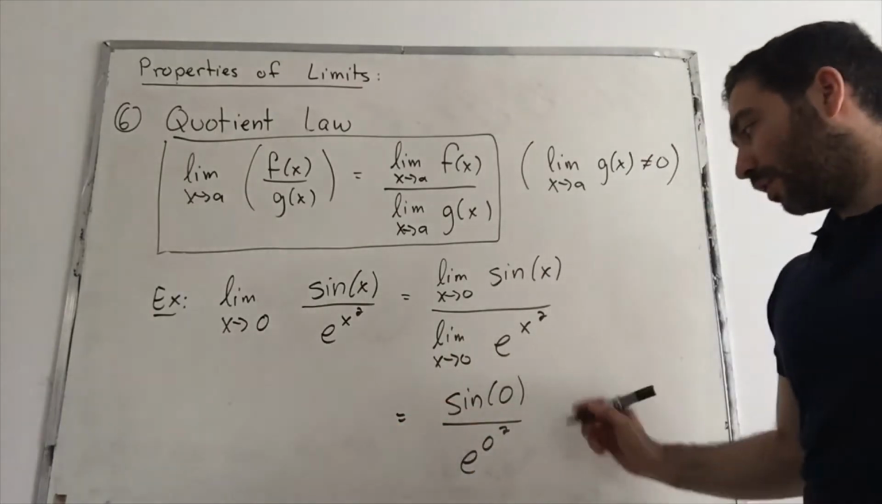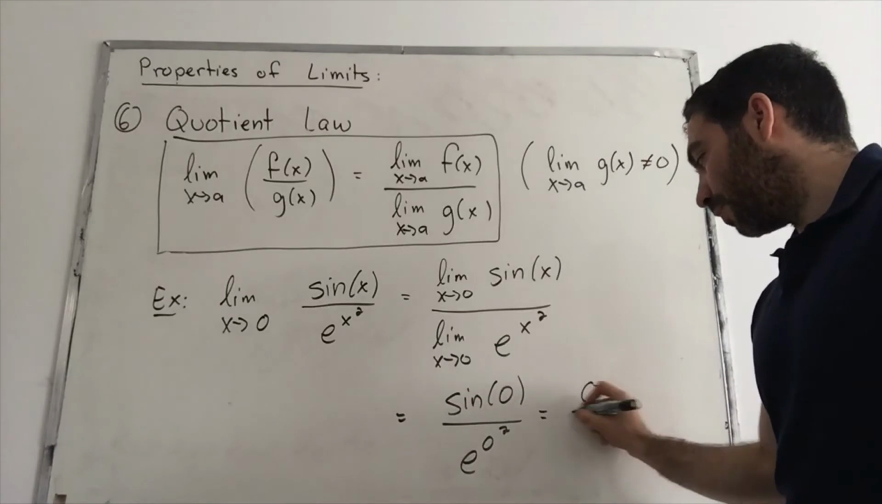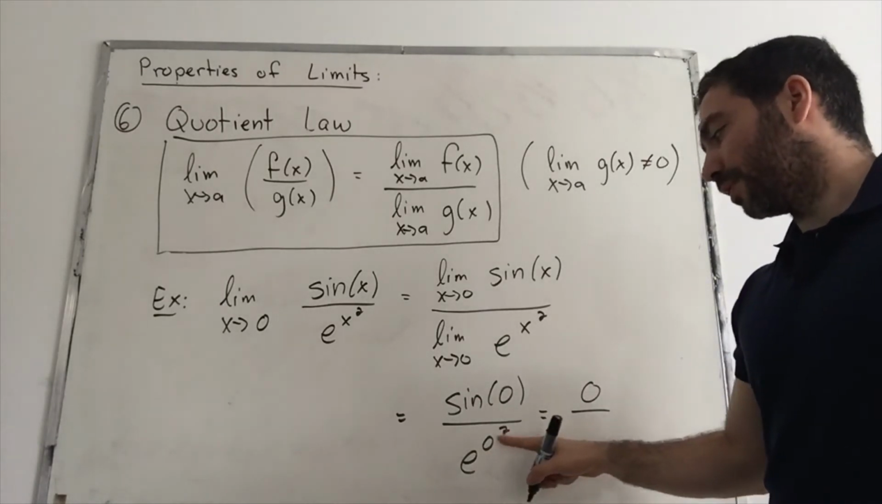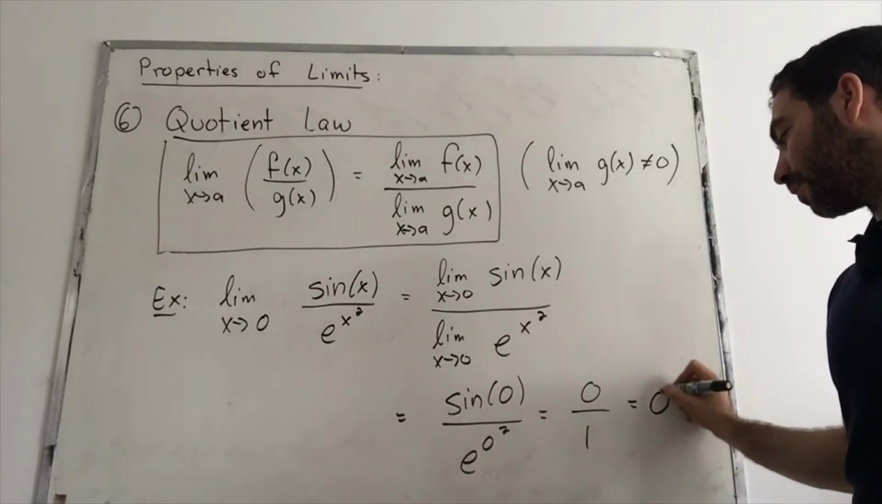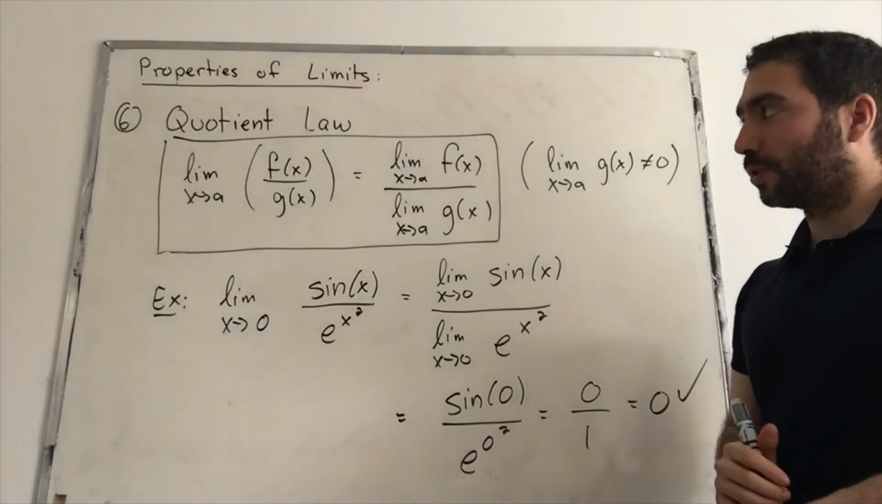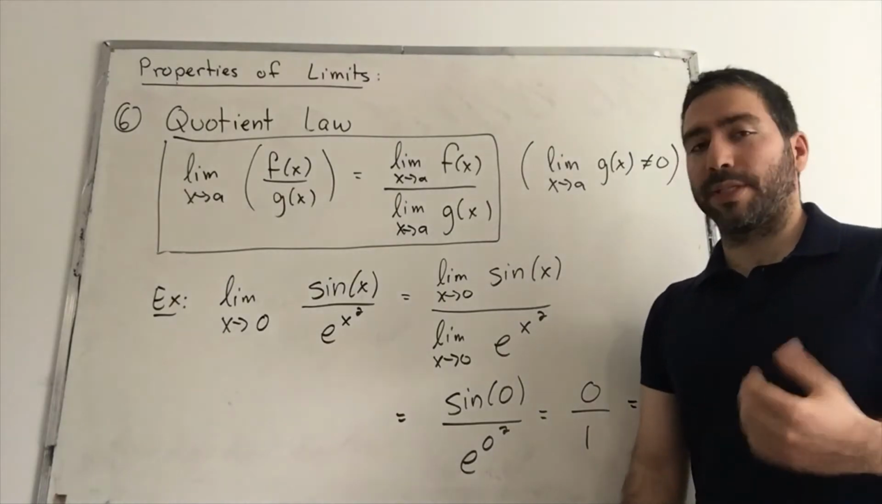So that's done. And on the top, sine of 0, again from the unit circle, we get 0. And e to the 0 squared is really just e to the 0, because 0 squared is 0. And e to the 0 is 1. 0 divided by 1 is 0, and that's the limit. Okay, so this is an example of the quotient law. We have a couple more laws to look at, and then we'll look at some examples.